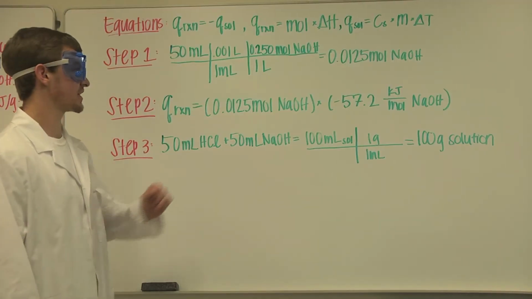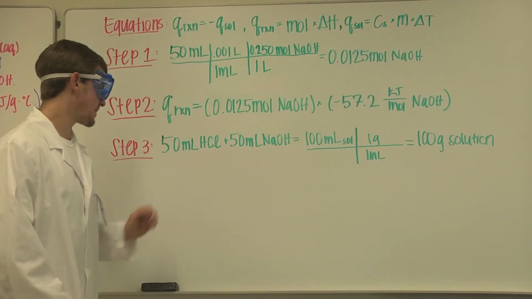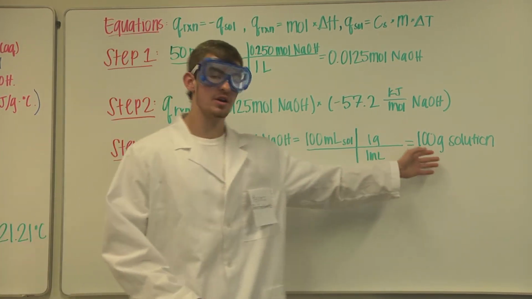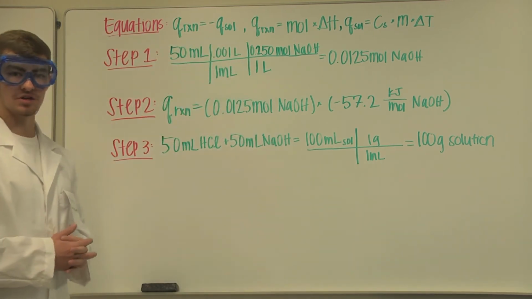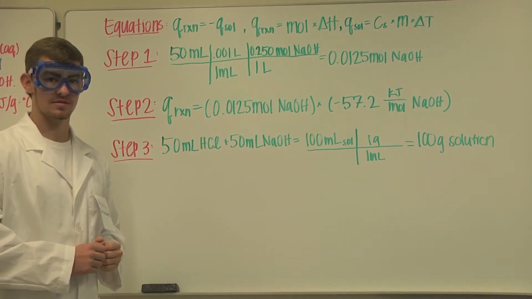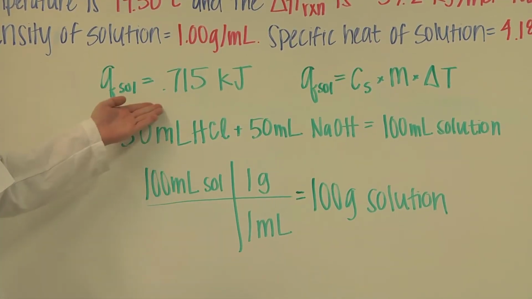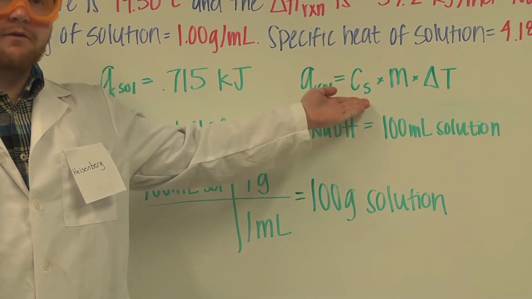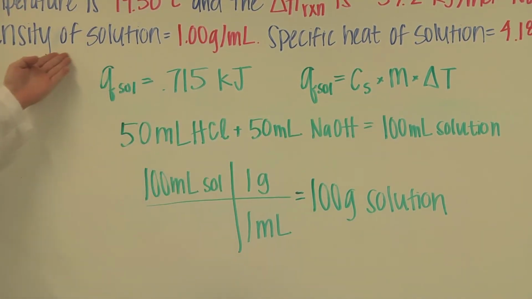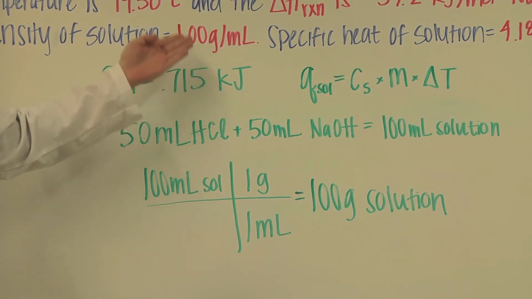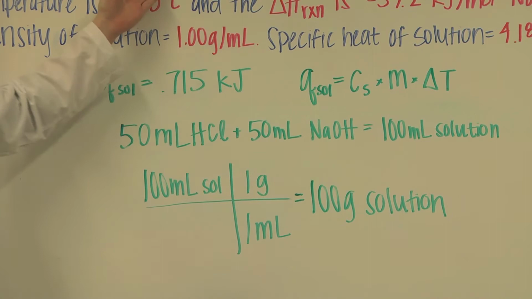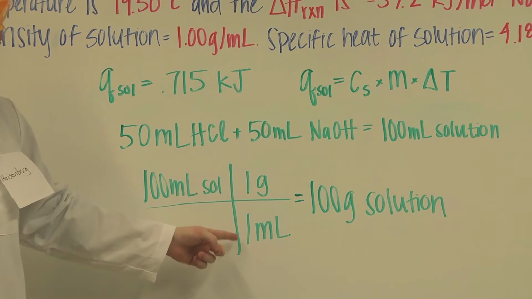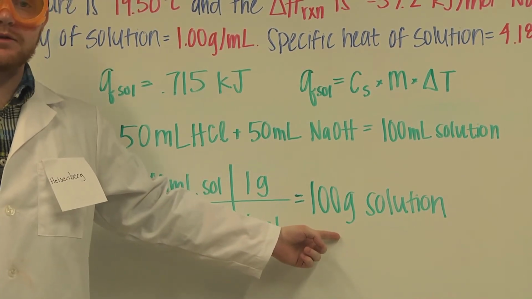In step 3, we are trying to find the mass to plug in this equation by adding 50 milliliters plus 50 milliliters and using the density equation to equal 100 grams of solution. Now pause your video and make sure you have step 3 correct. Using our new Q value and this equation, we have almost enough information to find the final temperature. However, first we need to find the mass. Assuming the density of the solution is 1 gram per milliliter, and we have 50 milliliters of hydrochloric acid and 50 milliliters of sodium hydroxide, we have 100 milliliters of solution. With 1 gram per 1 milliliter, this gives us 100 grams of the solution.